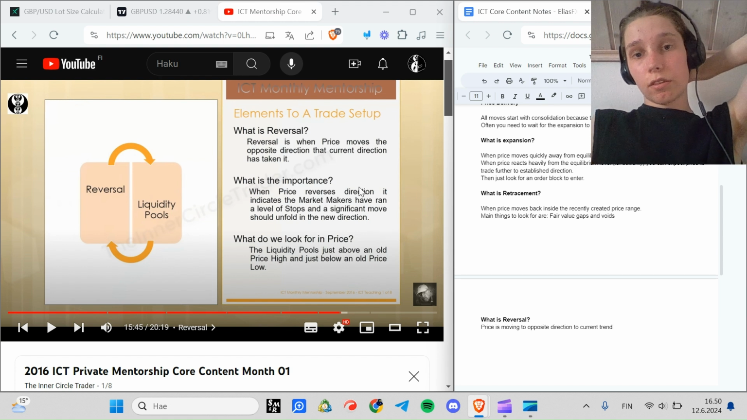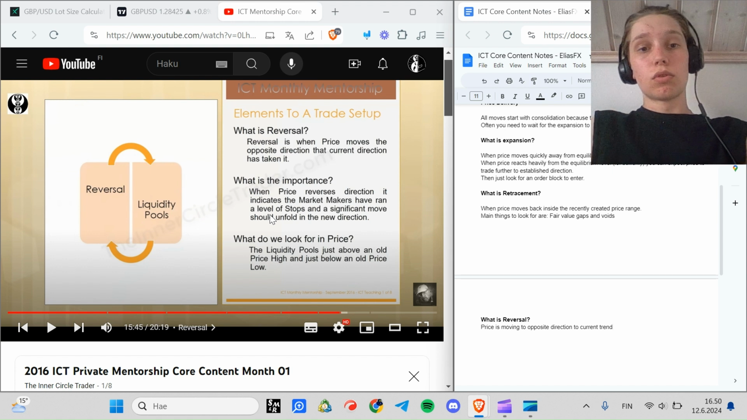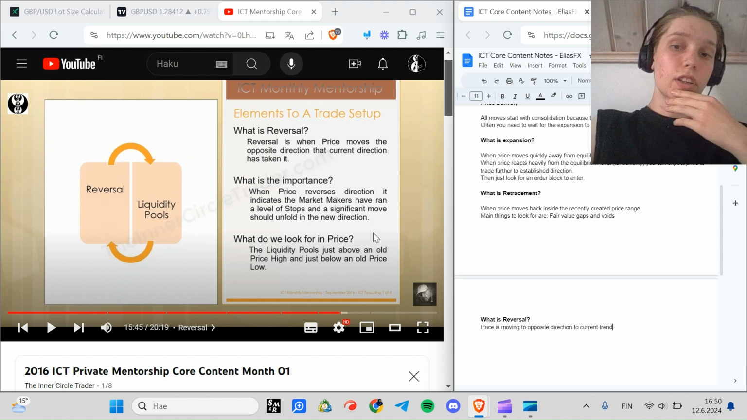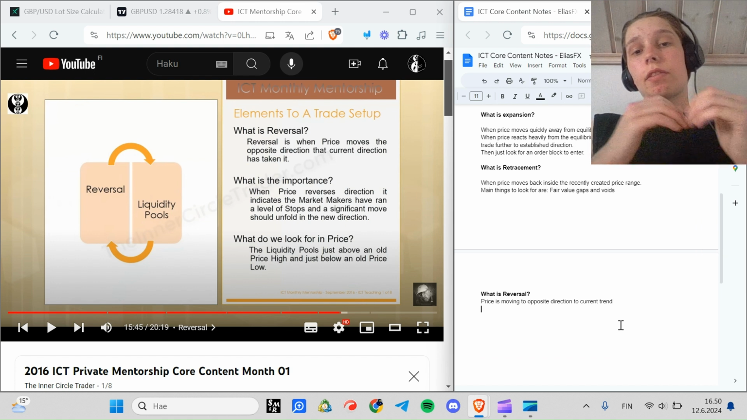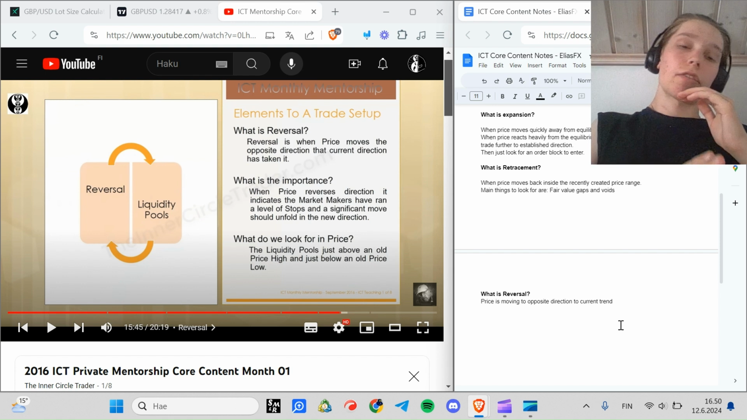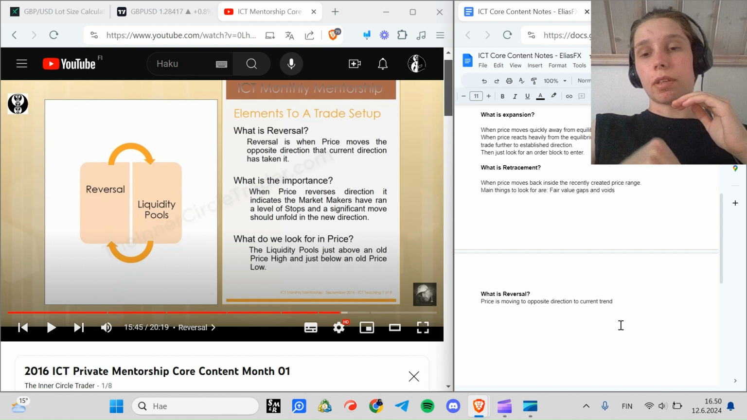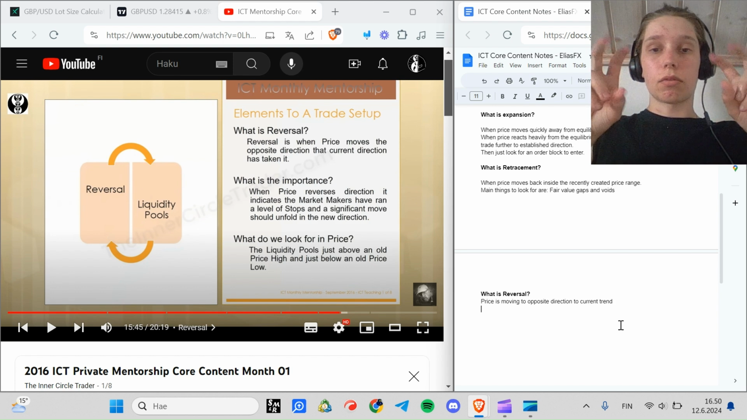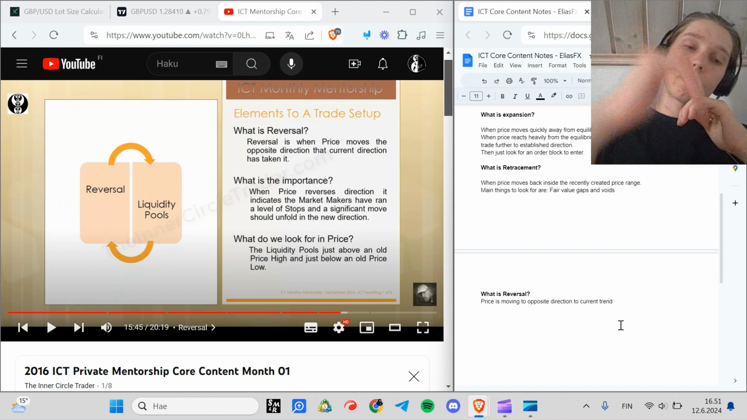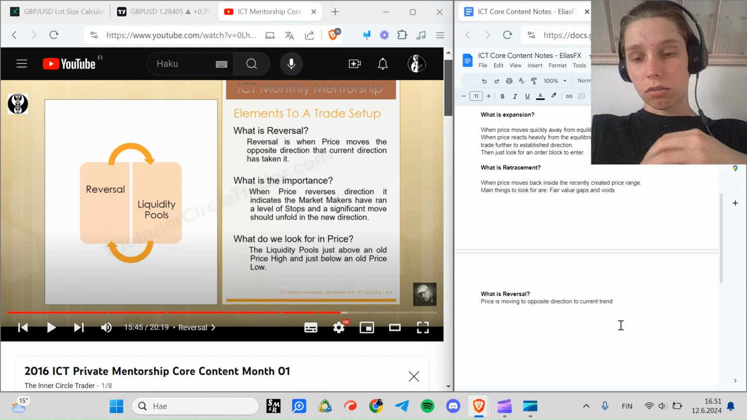When market reverses direction, it indicates the market makers have ran a level of stops and a significant move should unfold in the new direction. Meaning that if there is a lot of buy side liquidity, market makers take that liquidity out, and then the market is basically reversing because they don't have any more fuel to go to the upside. They need to tap some of that sell side liquidity first, and that's why reversal happens.